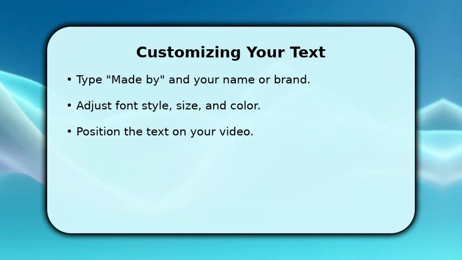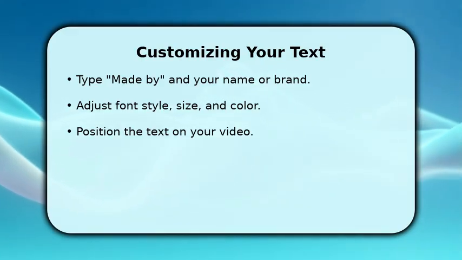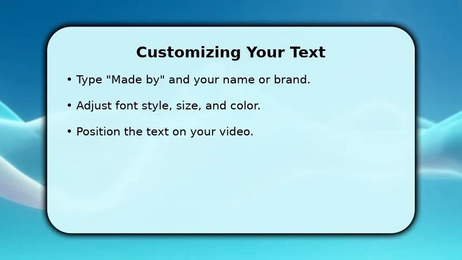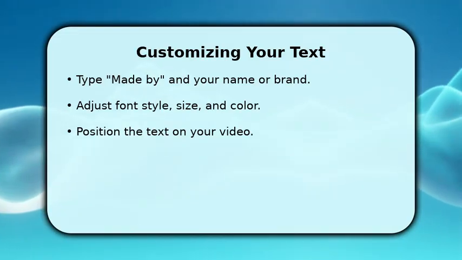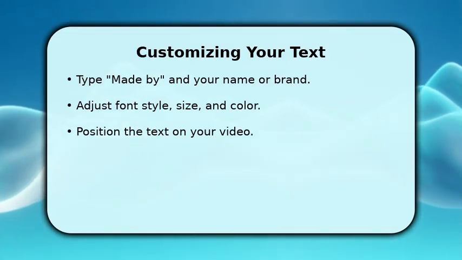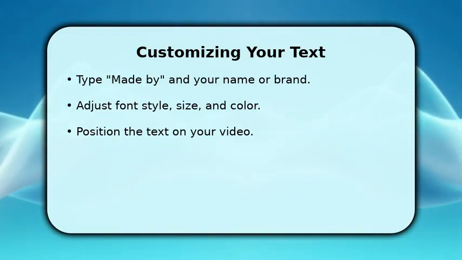Next, explore the various customization options available. You can easily change the font style to match your video's aesthetic, adjust the size to make it prominent or subtle, and select a color that stands out against your background. After customizing, drag the text box to position it perfectly on your video frame, typically in a corner.